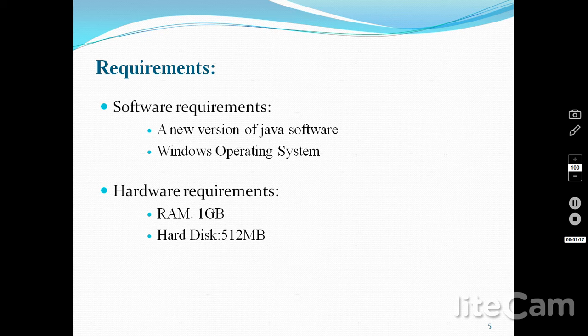A new version of Java software, Windows operating system. Hardware requirements: RAM of 1 GB and hard disk of 512 MB.